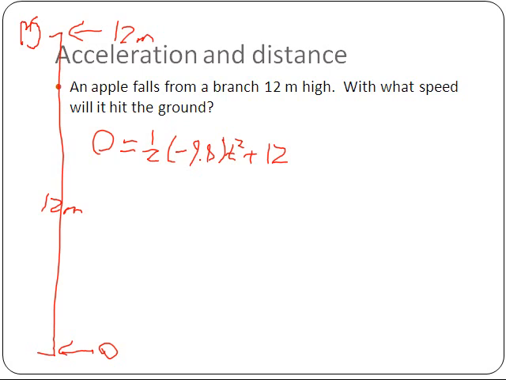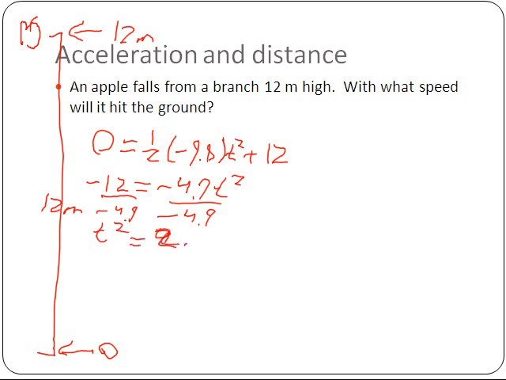So this is what I have to start with. Plugging this through, I move the 12 over to the other side, so I get negative 12 is equal to 1/2 times negative 9.8, which is negative 4.9 t squared. Divide both sides by negative 4.9, and I get t squared equal to 2.44898. Taking the square root of that, t is equal to 1.56492 seconds. So I have my time.